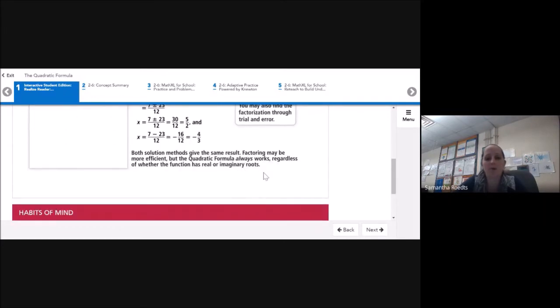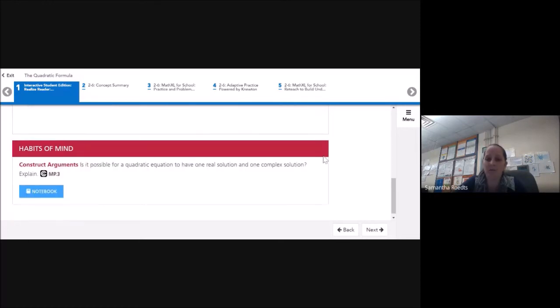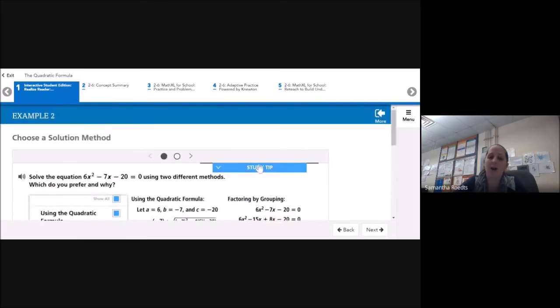So, most solution methods give the same result. Factoring may be more efficient, but the quadratic formula always works, regardless of whether the function has real or imaginary roots. Also the reason why I prefer.